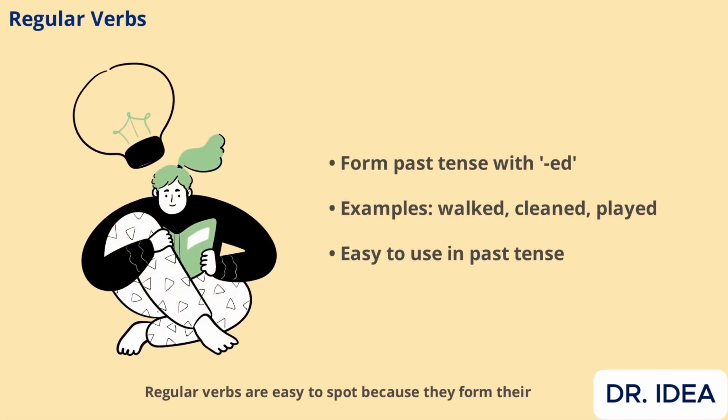Regular verbs are easy to spot because they form their past tense by simply adding "ed" to the base form. For example, walk becomes walked, clean becomes cleaned, and play becomes played. This rule makes regular verbs straightforward to use, especially when talking about the past. Just remember to add "ed" and you're good to go.